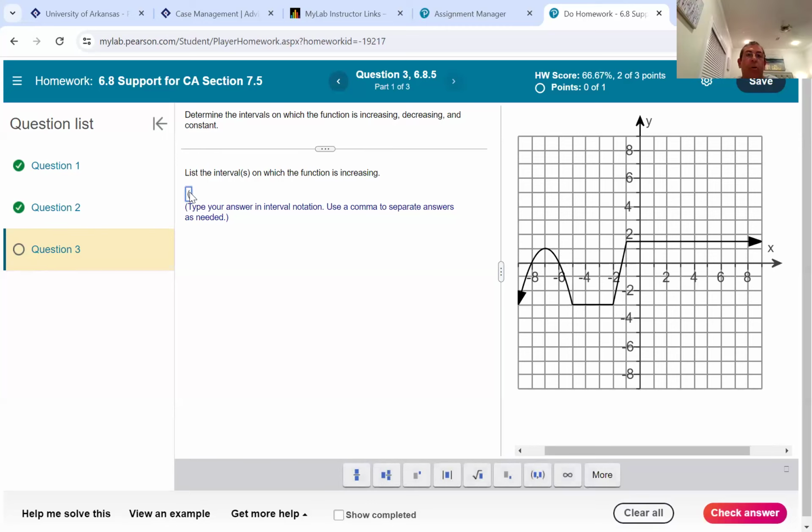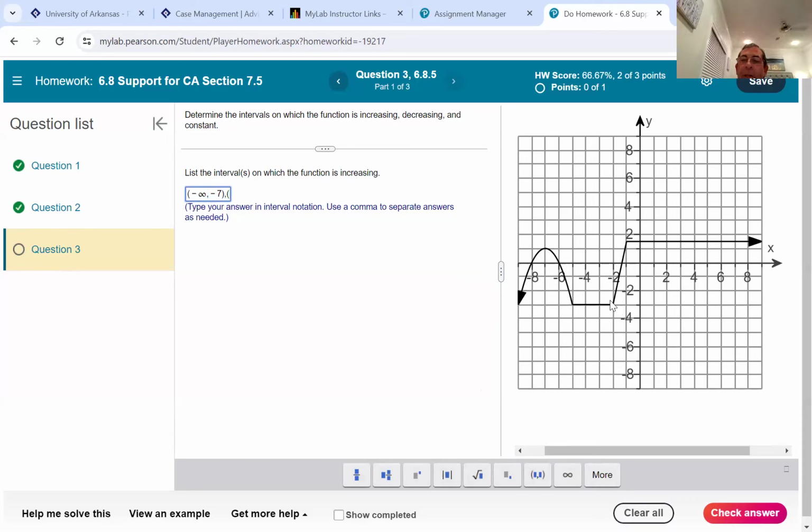So my first interval, I'm going to put my parentheses. It's increasing on this left side of the parabola. It's coming in from -infinity and -7. And -7, perfect. Now, put a comma, and then let's do the next one.